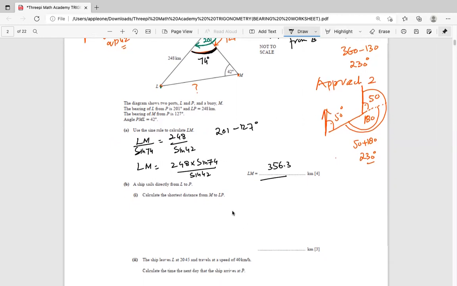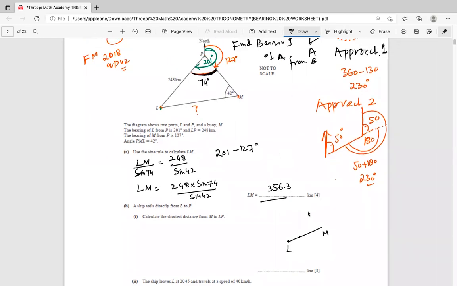Look here. I will need to make the diagram again here for explanation. This is L. This is M. Okay, and here is P. Let's say P is somewhere here. Yes. This angle is how much? 42 degrees. Now see here.